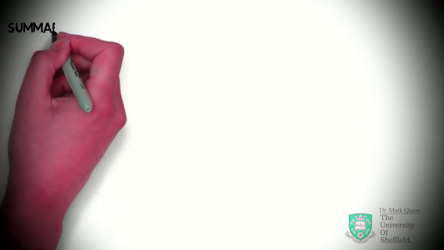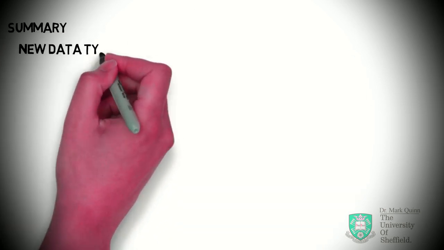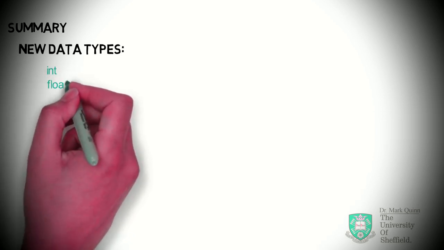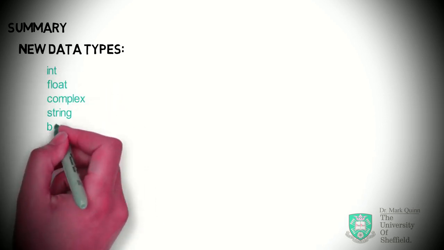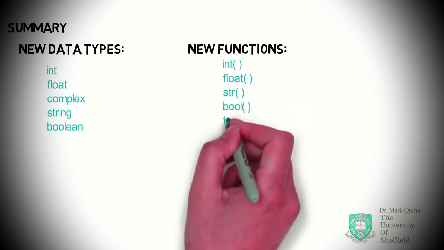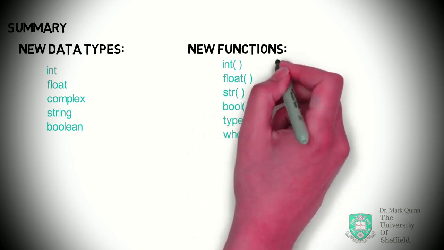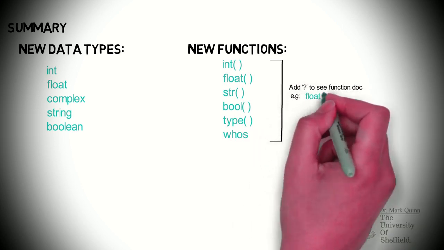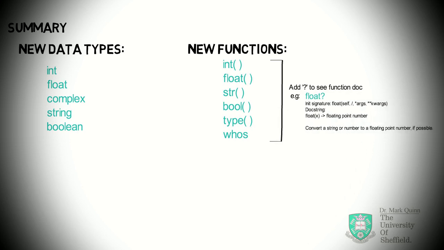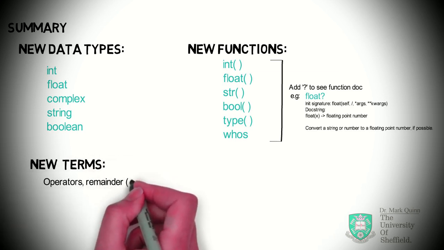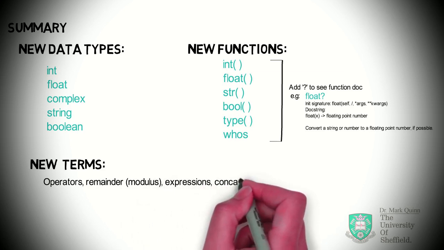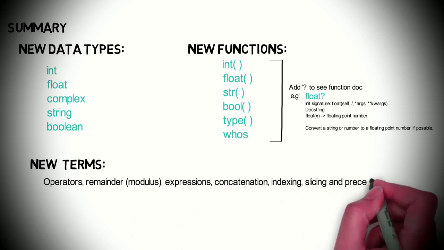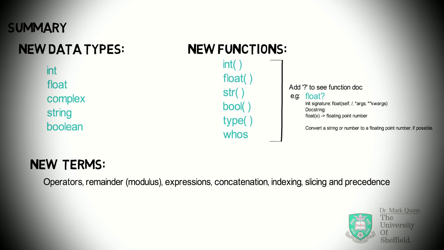In summary, in this video lecture, we've had an introduction to the basic data types, which begin with the numerical types of the integer, the float, complex numbers. Next, we've got strings of characters and Boolean data types of true and false. We've had a number of new functions, such as the conversion functions for the data types, together with type, whos, which gives us information on the data type and indeed can give us an overview of the data types we have in memory. Also take note of the new programming jargon from operators, modulus for remainder, expressions, concatenation, indexing, slicing, and finally precedence.